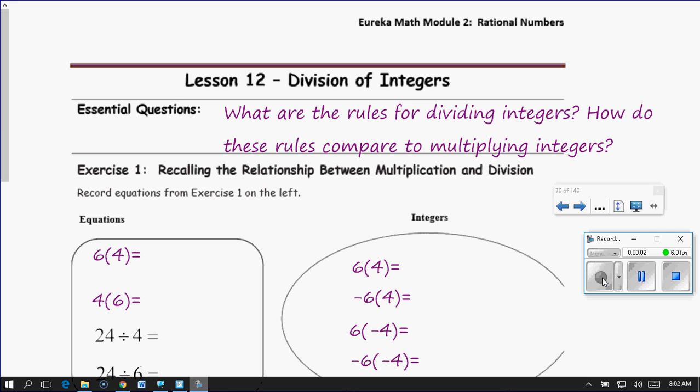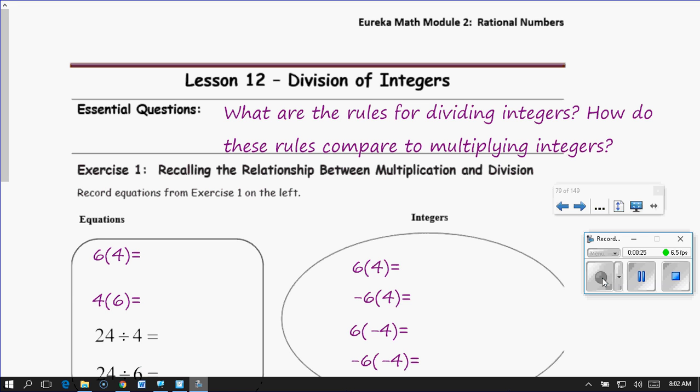Hi everyone, this is lesson 12, division of integers. I think that you're going to really like this lesson because it is very, very similar to multiplying integers. So let's go ahead and get started. We're just going to jump right in for the rules of dividing integers. How do these rules compare to multiplying integers? So copy down your essential question if you haven't, and then let's go ahead and get started.